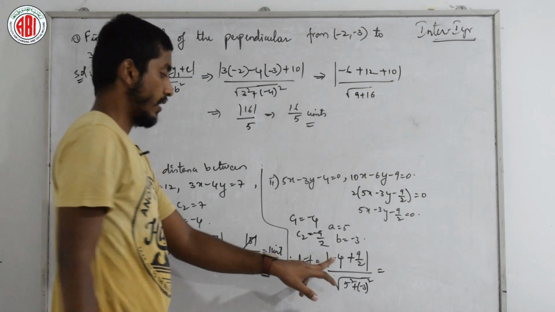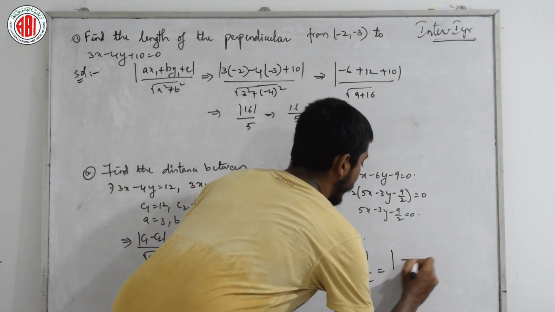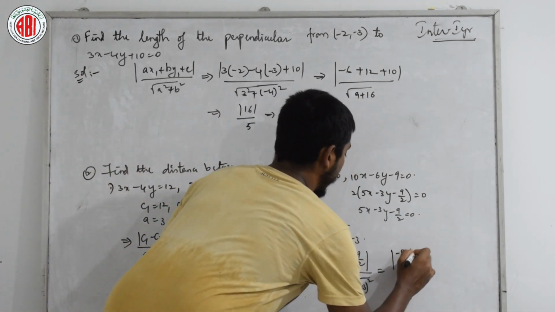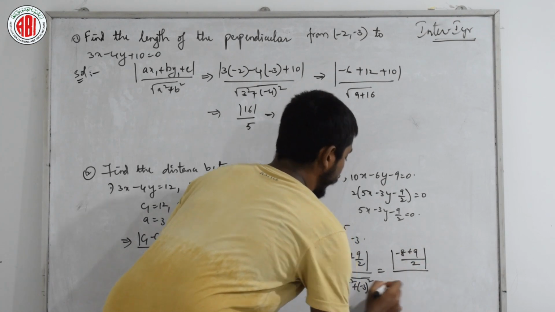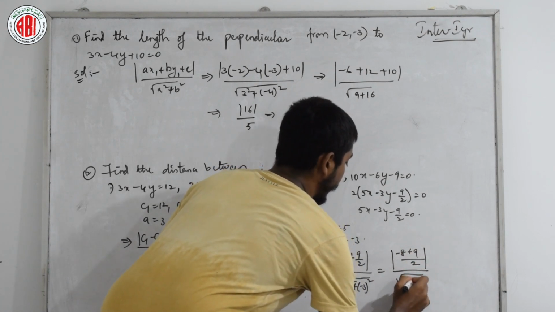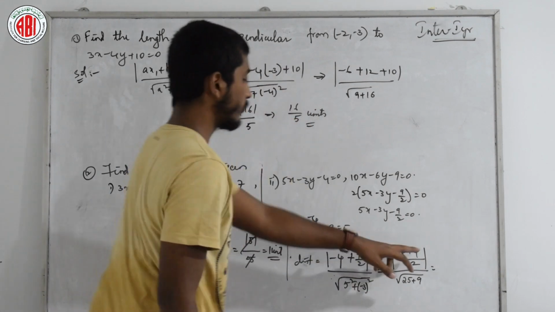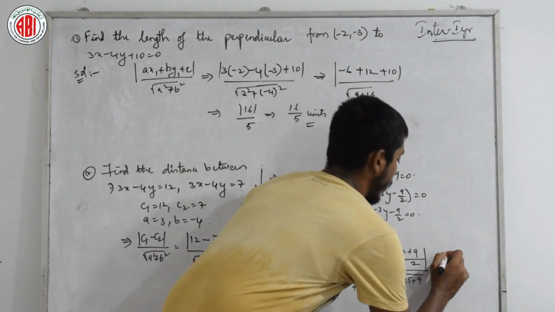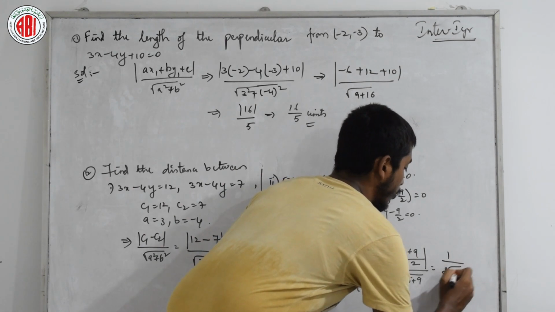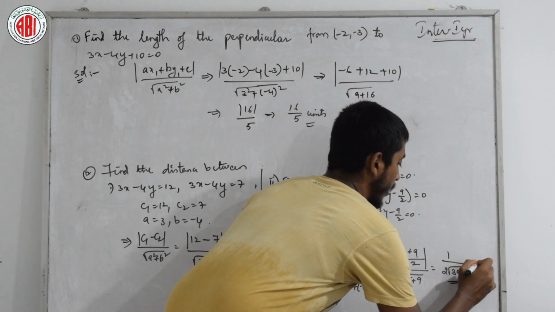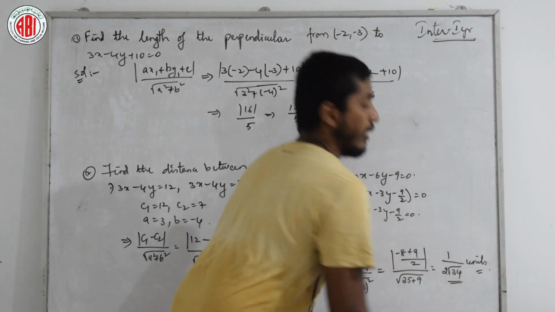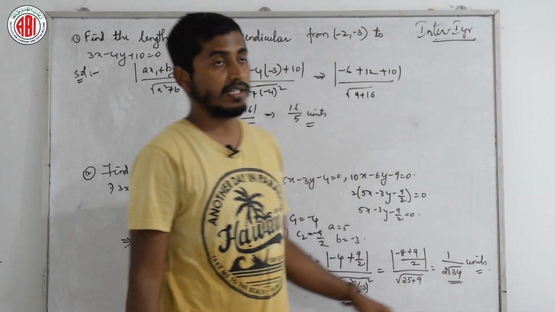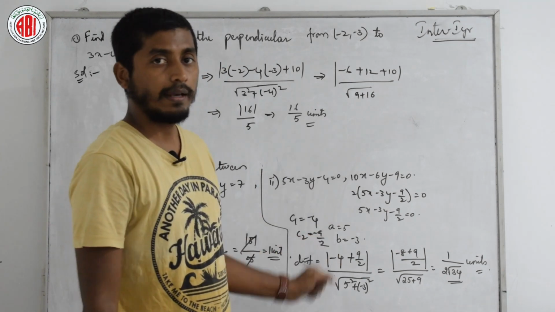Is it clear? Now let us take LCM in the numerator. It becomes minus 8 plus 9 by 2, over under root 25 plus 9. Here it is 9 minus 8 is 1. The 2 goes to the denominator. It becomes 1 by 2 root 34 units. Is it clear? This is how we have to find the distance between two parallel lines.